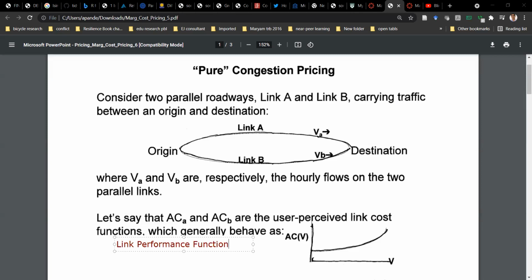Does anybody recall from one of our previous discussions, what does link performance function stand for? What does the link performance function do? I'll pause the recording and give you a chance. So the link performance function essentially describes what happens to your travel time as you increase the number of users on the road.